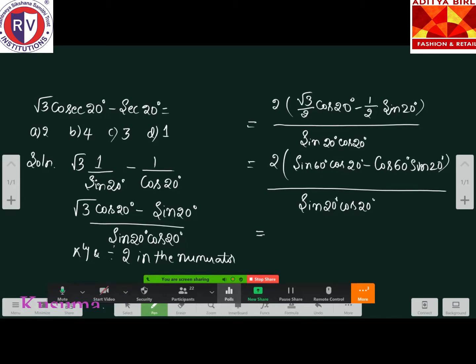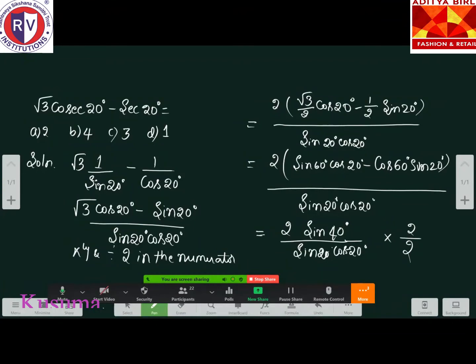So it is sine of A minus B, right? This is sine A cos B minus cos A sine B, isn't it? It is sine of A minus B. So it will be 2 into sine of 60 minus 20 degree, that is sine 40 degree, divided by sine 20 degree into cos 20 degree. Now, once again, let us multiply and divide the entire thing by 2.